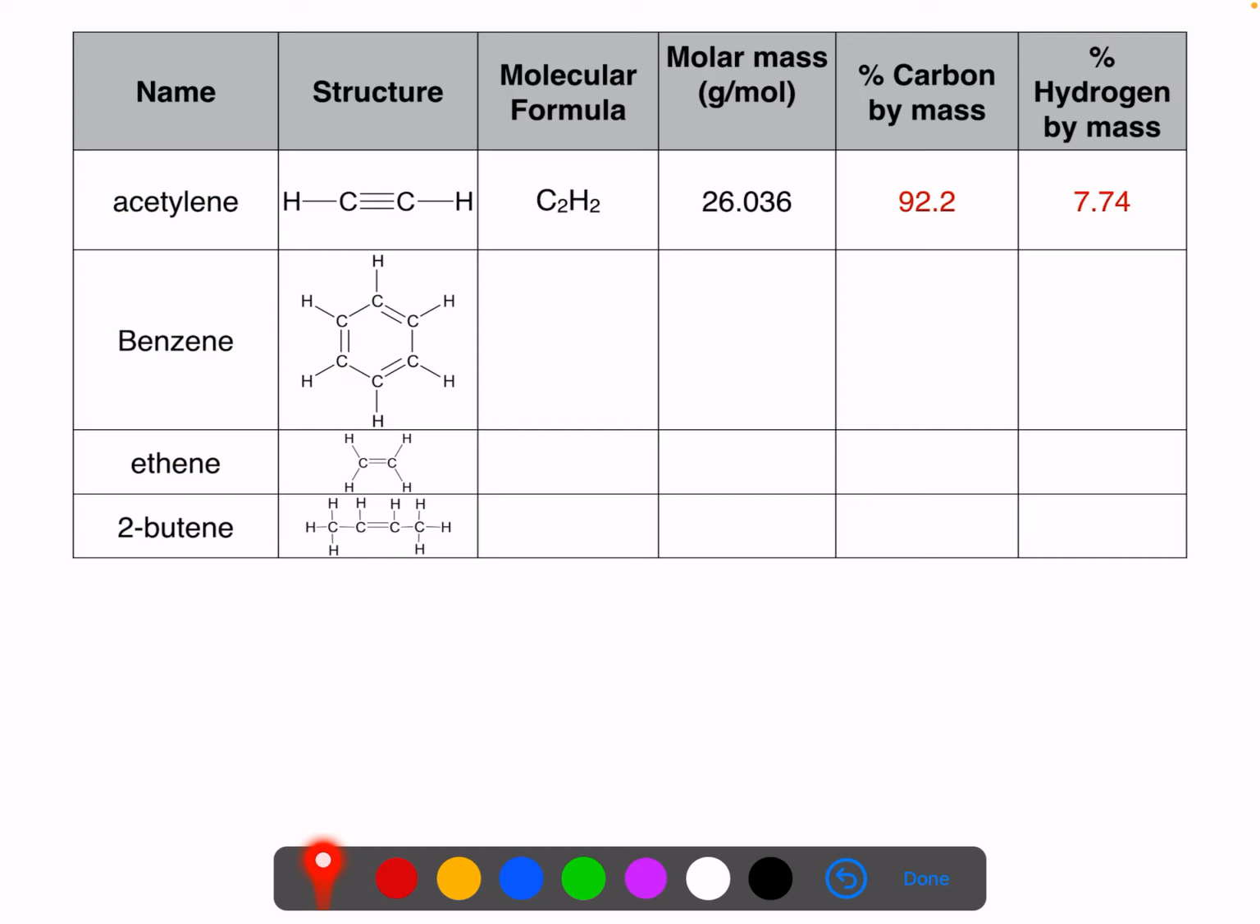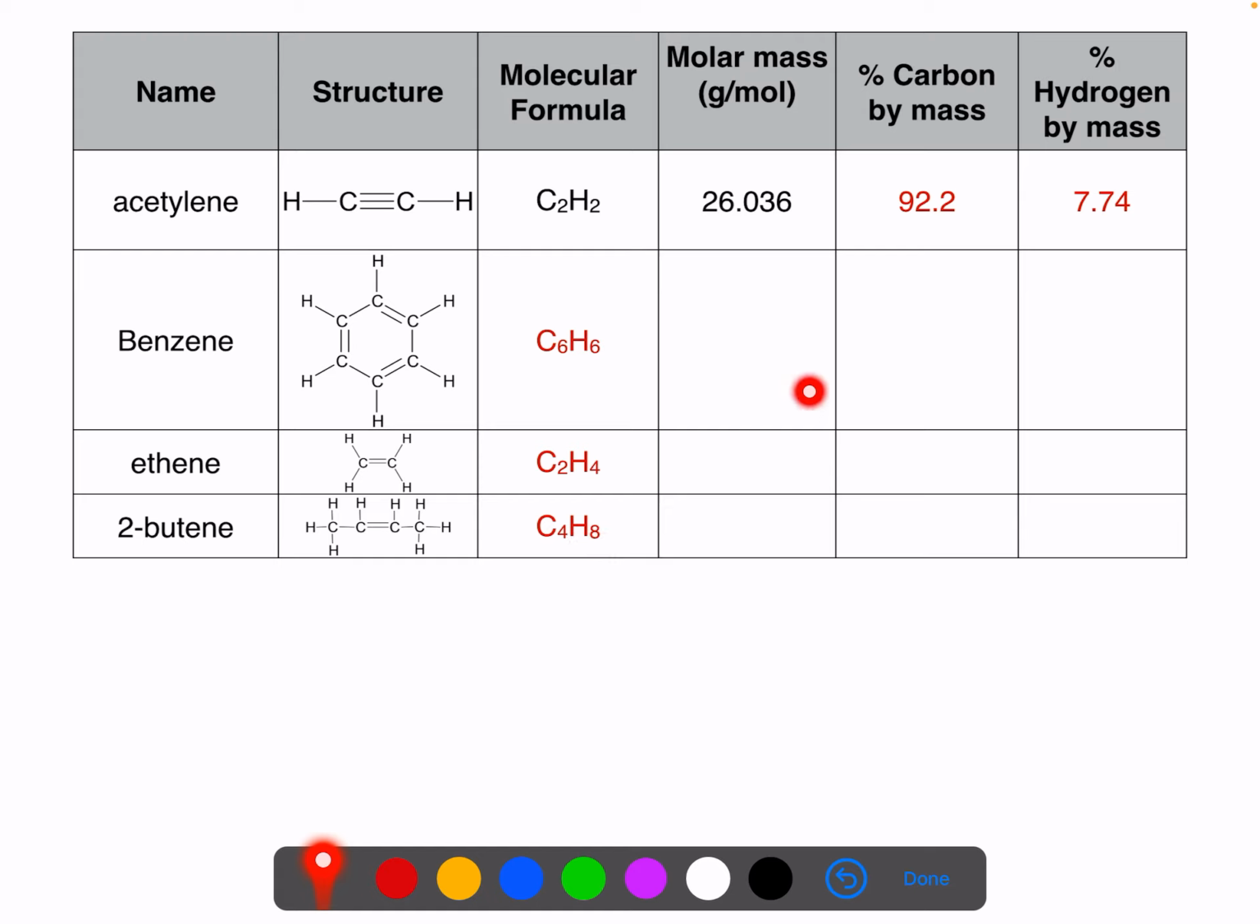So on this table, what we're showing here is the names of some simple organic compounds: acetylene, benzene, ethene, 2-butene, and their molecular formula, C2H2, the Lewis structure, the molar mass of each, and then the percent carbon by mass and percent hydrogen by mass. So at this point, you should be able to fill out the rest of this table, right? The way we would get the molecular formula is just by counting the carbons and hydrogens. So this is C6H6, this is C2H4, this is C4H8, just by counting what's there from the structure.